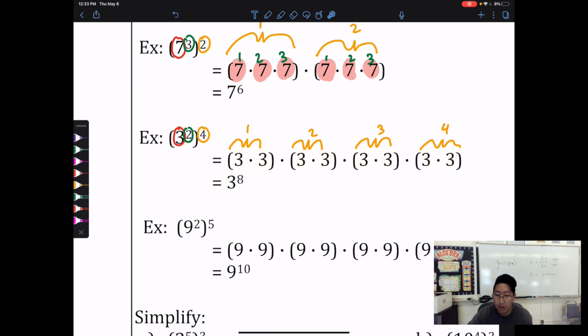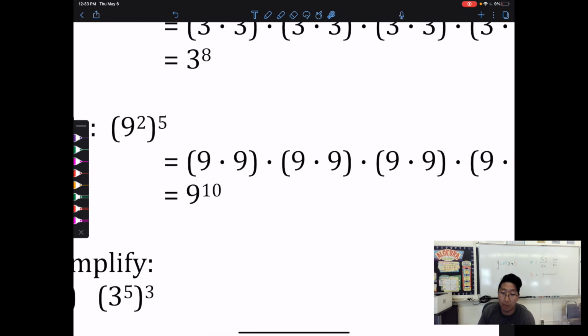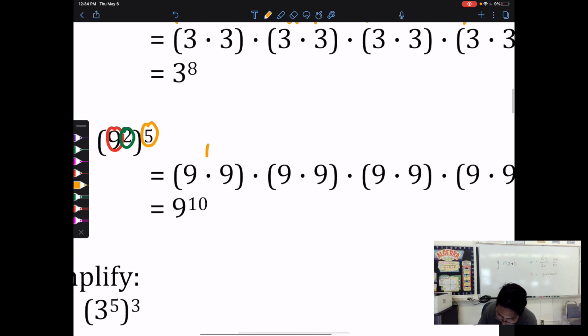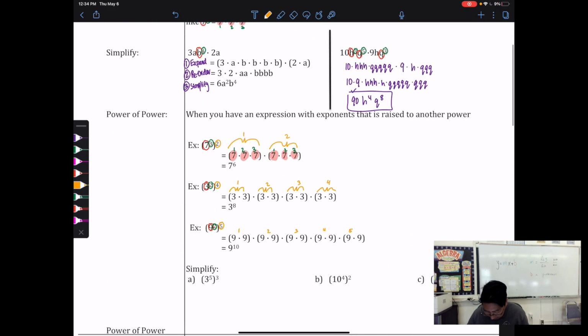Okay? Let's go ahead and look at this last example right here. 9 to the 2nd power, all raised to the 5th power. So here our base is 9, and our exponent is 2. So inside our parentheses, we have 9 to the 2nd power. And so that is all raised to the 5th power. So there should be 1, 2, 3, 4, 5. So if you notice, we are taking our exponent and we are expanding that again. Okay?